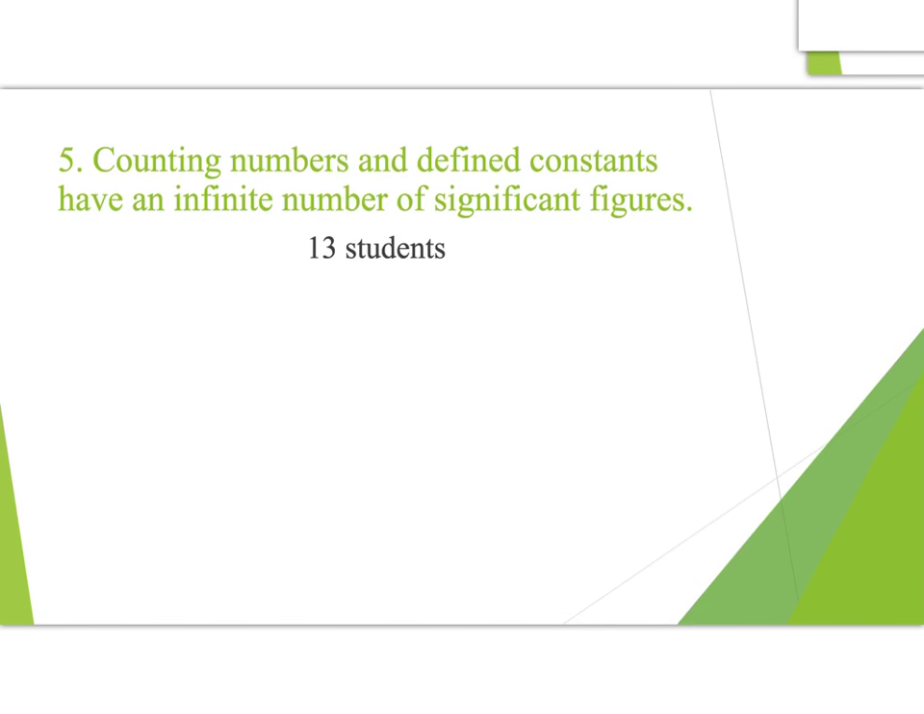The last rule when counting significant figures is that counting numbers and defined constants have an infinite number of significant figures. So when I count the number of students in the room and I see there are 13 students, that has an infinite number of significant figures because there's no uncertainty in that measurement. I've counted the students, there are 13. Also defined constants have an infinite number of significant figures, and so there is no uncertainty in that measurement.